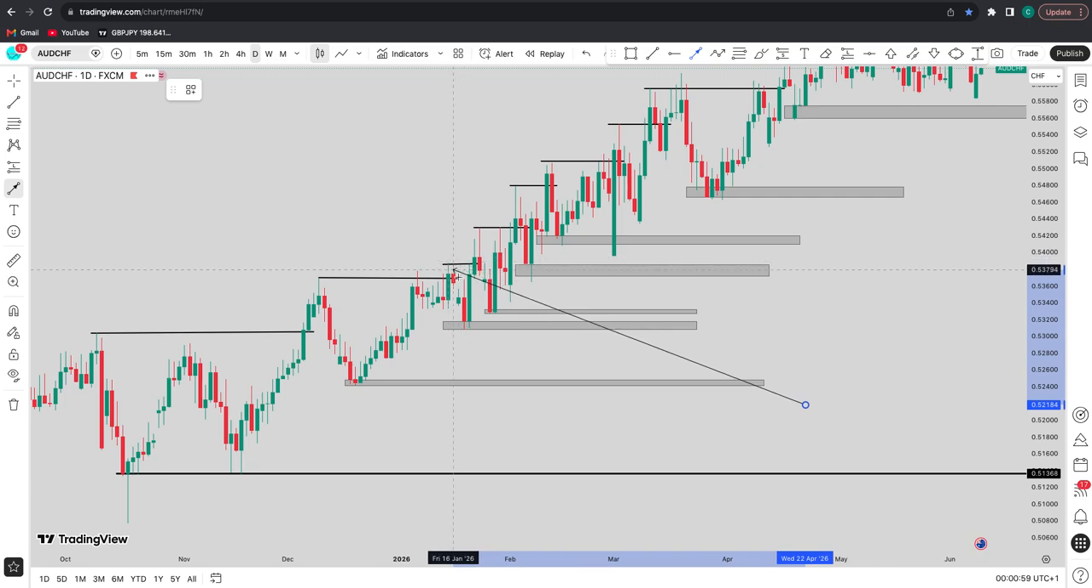Then from this level, the market dropped down all the way to this point. From this is where the market got a pause from and decided to break above this new resistance level. This is now my new support level and this is my resistance level. Why is this my resistance level and this my support level? Because this is the lowest point of the market before we actually had a new breakout. So this is my support level and this is my resistance level.